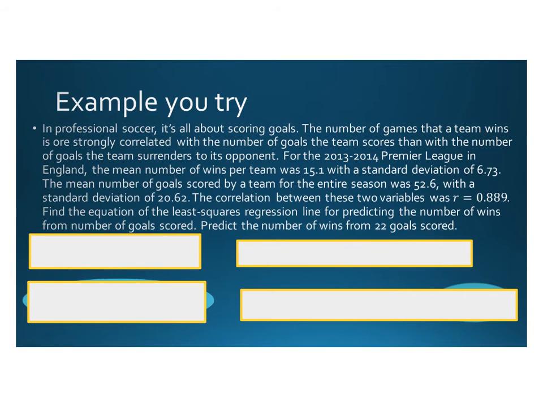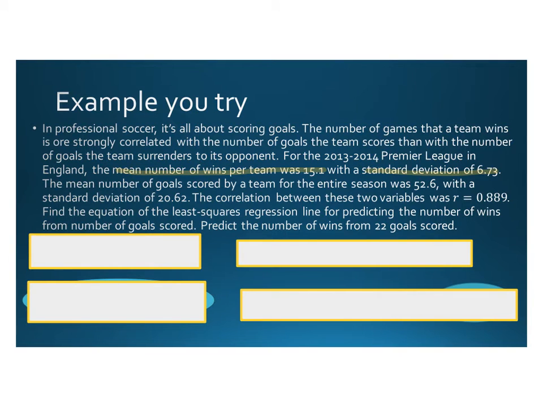So notice in your example you try. In professional soccer, it's all about scoring goals. The number of games that a team wins is strongly correlated with the number of goals the team scores, then with the number of goals the team surrenders to its opponent. For the 2013-14 Premier League in England, the mean number of wins per team was 15.1 and standard deviation of 6.73. So I see mean and standard deviation.